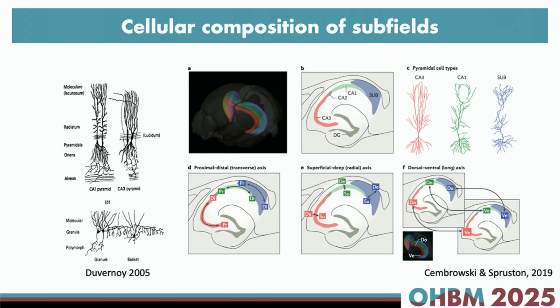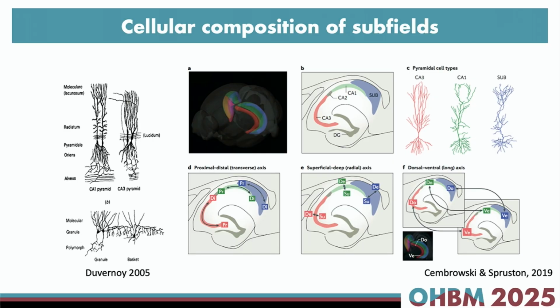Now, one thing that I wanted to talk about was, again, the dimensions in which we think the hippocampus is organized. So I already told you about the subfields. I told you about anterior to posterior. I didn't talk about superficial versus deep. And so that's the third axis of organization that Zembrowski and Sprusten in this review paper have pointed out are important for understanding the functional subdivisions of the hippocampus.